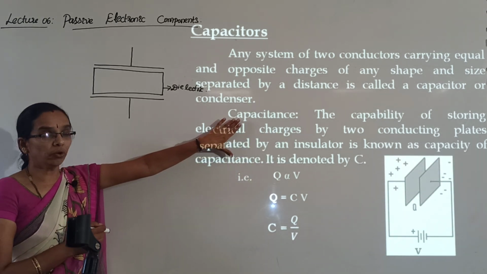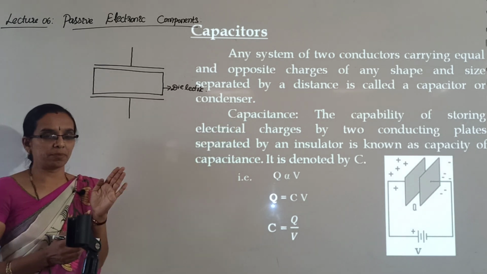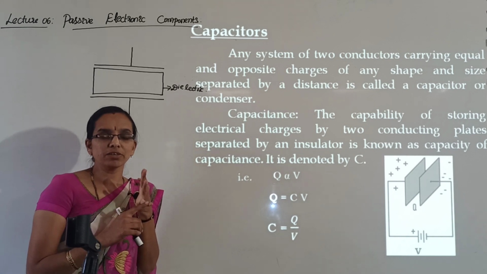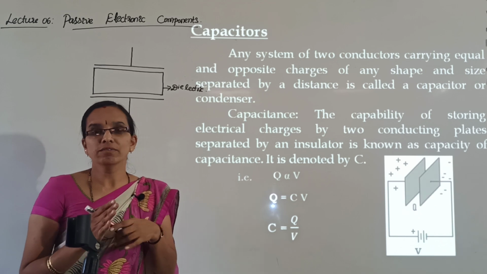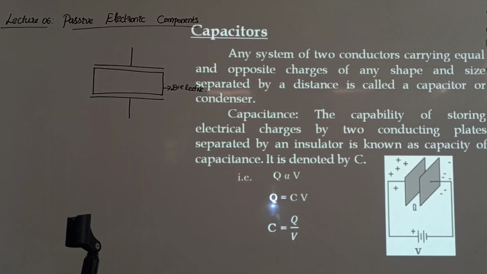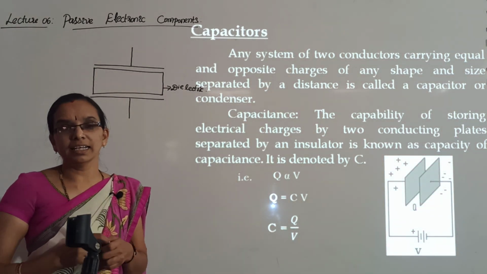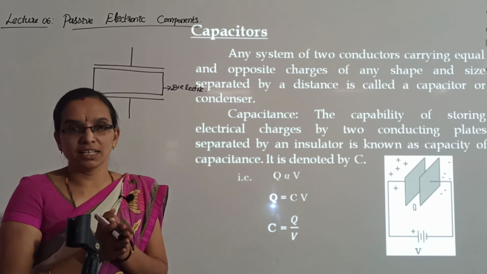Before going into capacitance, what is the basic function of a capacitor? What was the basic function of a resistor? To oppose the flow of current, to limit the flow of current. Whereas the basic function of a capacitor is to store electrical energy, that means to store charges in the form of electrical energy.